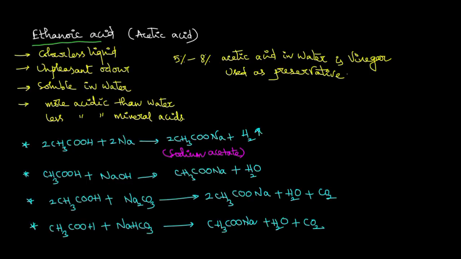Ethanoic acid, which is also called acetic acid, whose formula is CH3COOH, and this CH3COOH is a colorless liquid and it has an unpleasant odor. The smell is unpleasant and it is soluble in water, and this is more acidic than water but less acidic than the mineral acids.